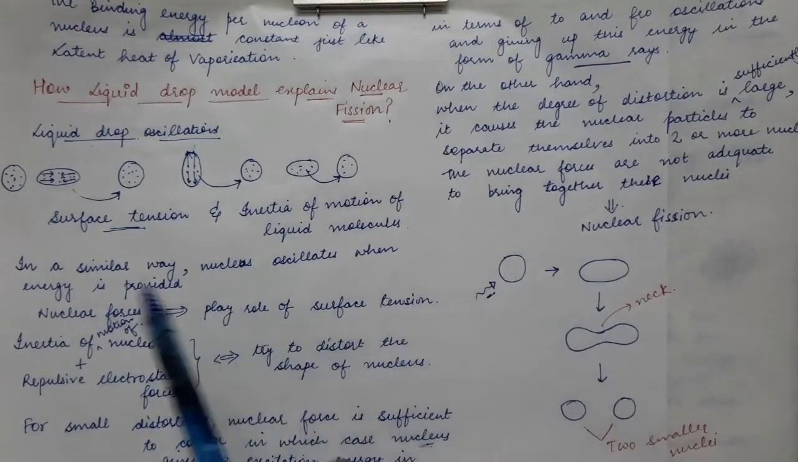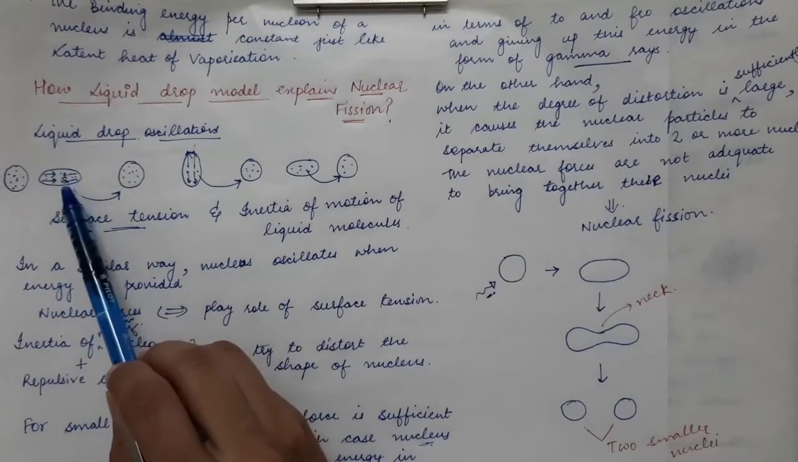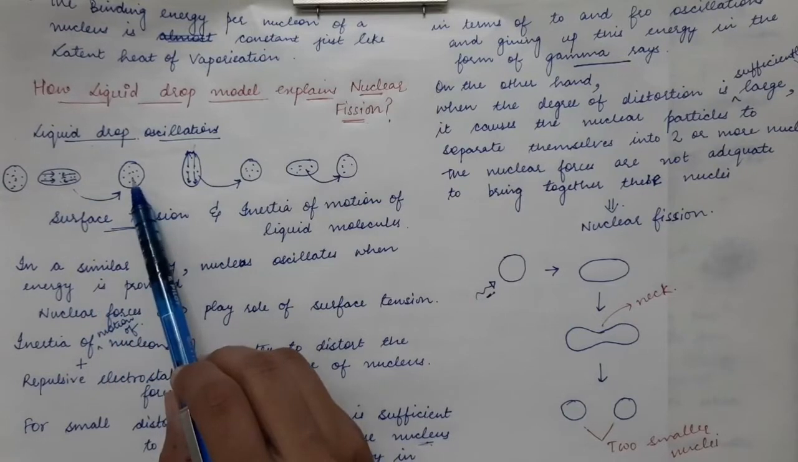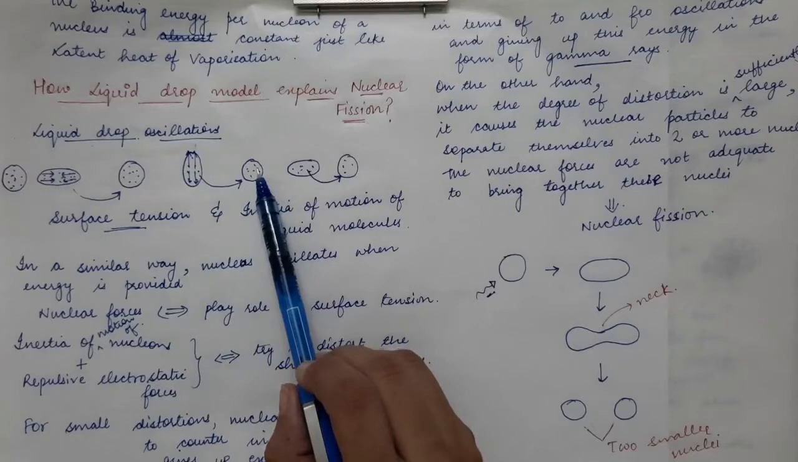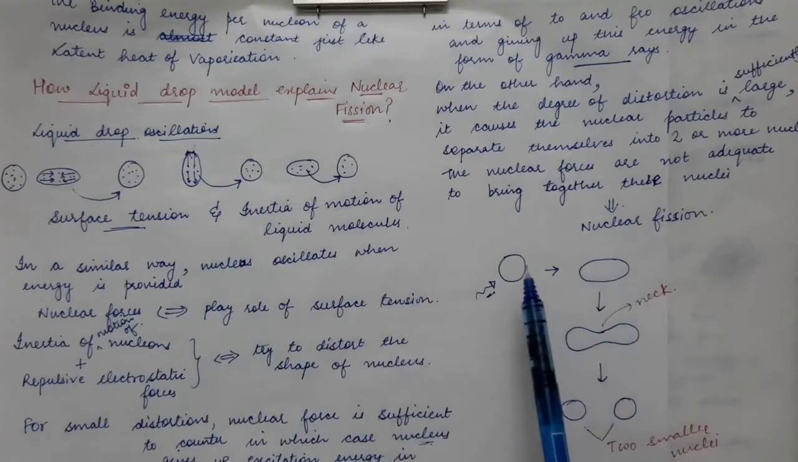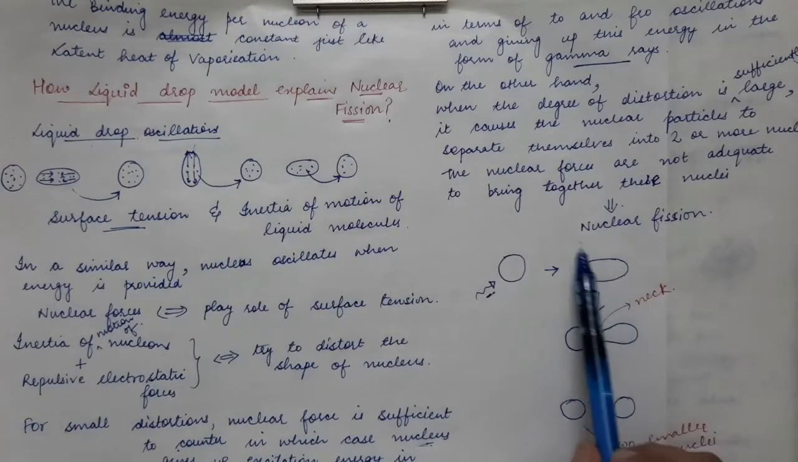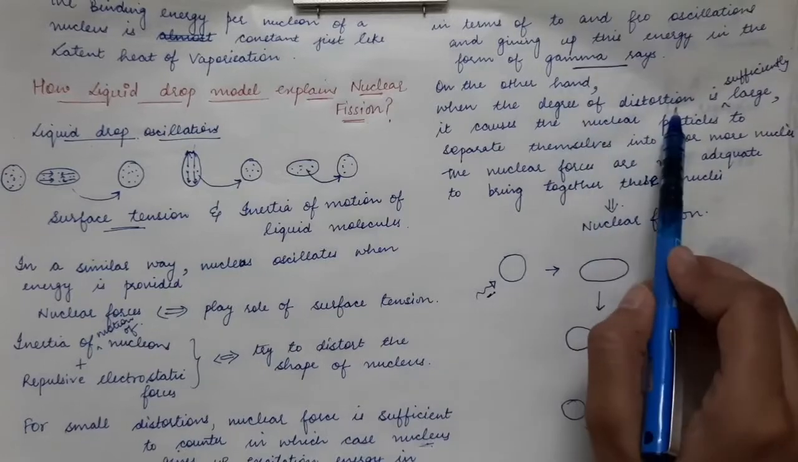Like in the first case, the spherical shape changed to the egg shape, or you can say the oblate shape, and then this oblate shape again changed to spherical, then spherical again changed to prolate shape, then prolate again changed to spherical. But in this particular case, when the nucleus gets distorted, it will never get back to its spherical shape when the distortions are very large.